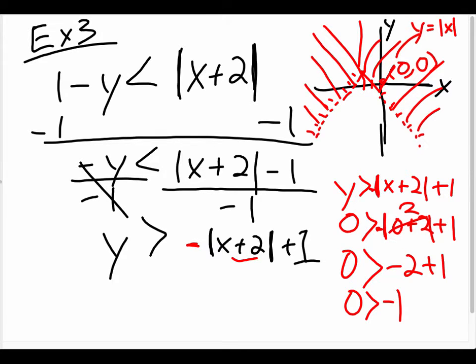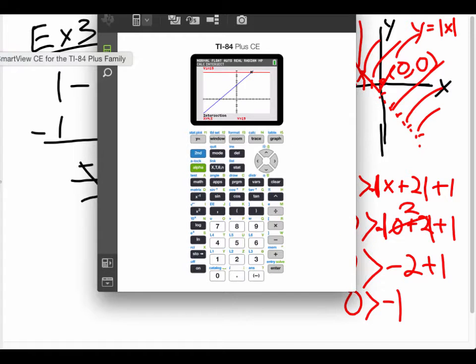Now let's double check. We did it all by hand. So now I'm going to go in here and clear this. And I'm going to plug in my equation, which was y equals negative the absolute value of x plus 2, plus 1. All right, cool.